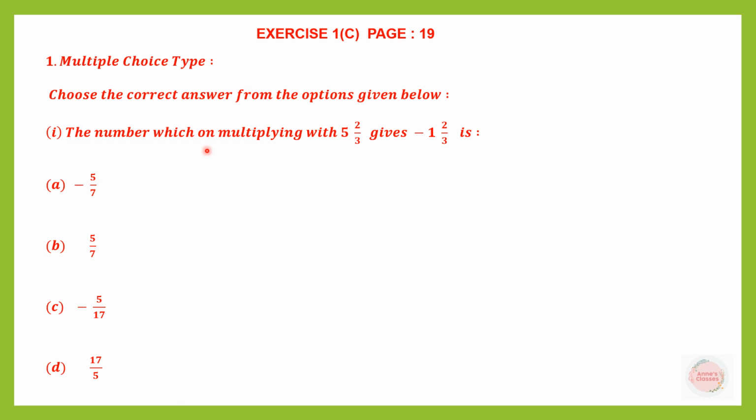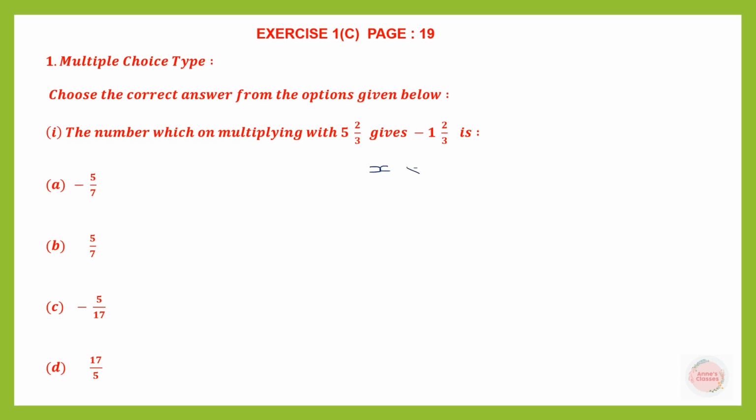The number which on multiplying with 5 2 by 3 gives minus 1 2 by 3 is which number? That is, you're going to take this number, you're going to multiply this with another number and the answer should be this. So the question is, what is that number? Okay, so let's do that. So let's consider that number to be x. Now suppose that number is x.